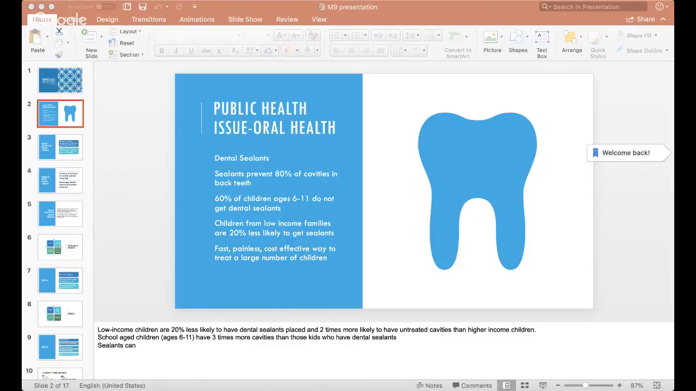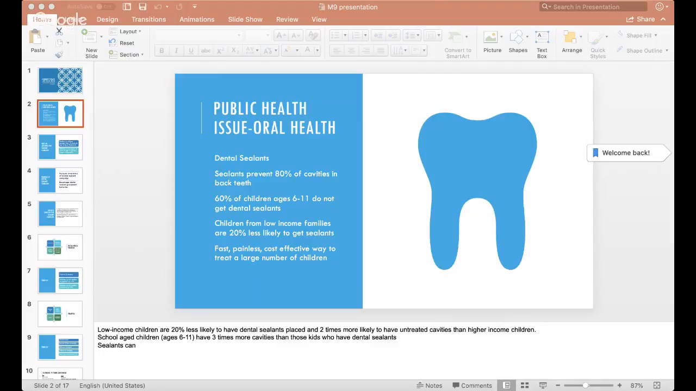There are already many efforts out there to help with this, and so I think integrating social media with public health to improve the number of sealants is the goal. But the bigger goal here as well is that children from lower income families are 20% less likely to get sealants. And this also changes with different demographics and different incomes. The nice thing about dental sealants is it's a fast, painless, cost-effective way to treat a large number of children who are prone to cavities or have a higher rate of getting cavities.